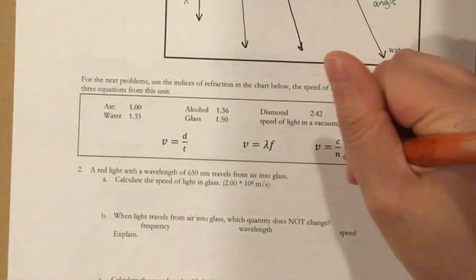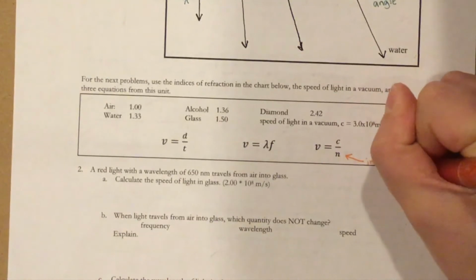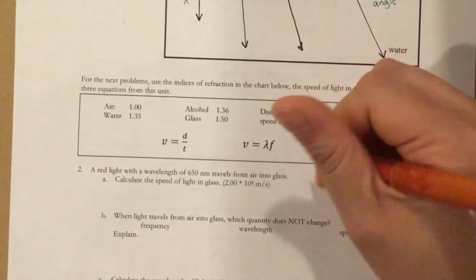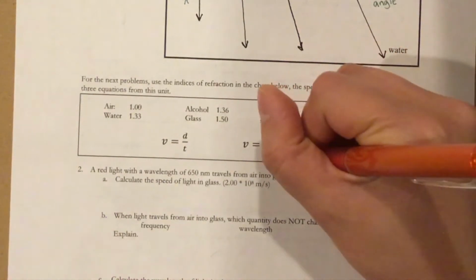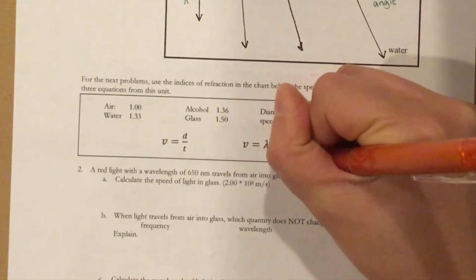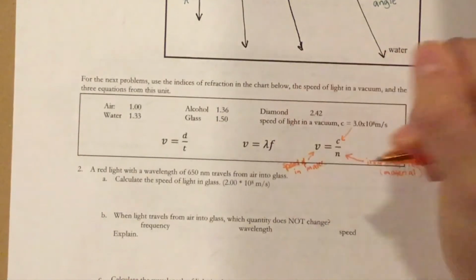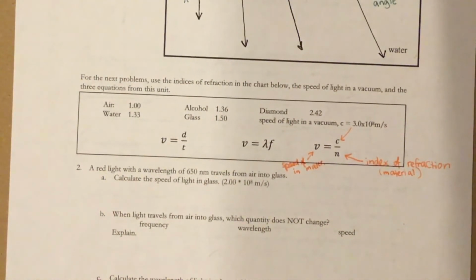In this equation, we have the index of refraction, which has to do with the material that light is traveling through, or the medium. C is just 3 times 10 to the 8th. And V is how fast the light travels in the medium. So that V is still speed, but it is speed of light in the material. So now let's practice using it.